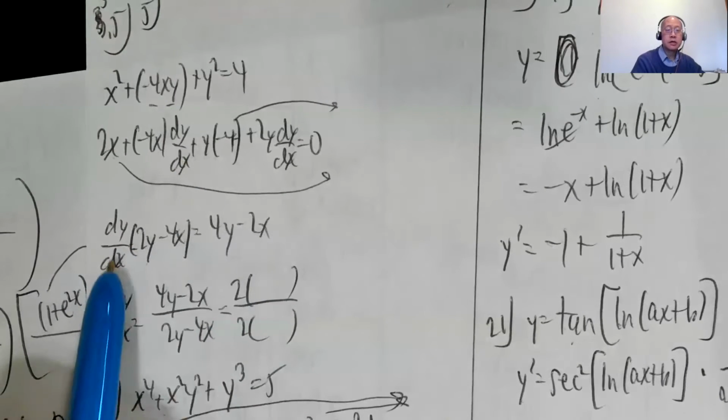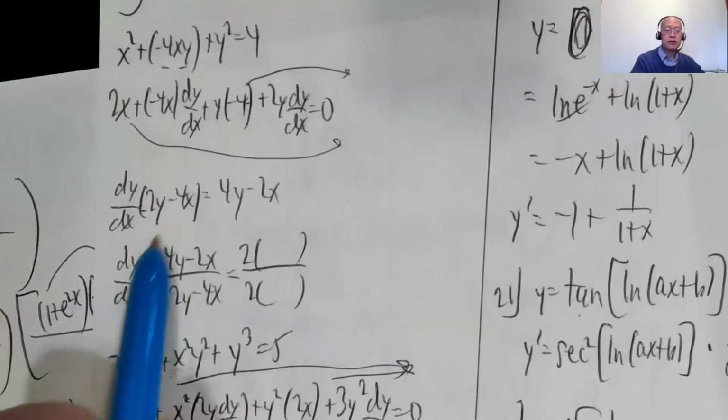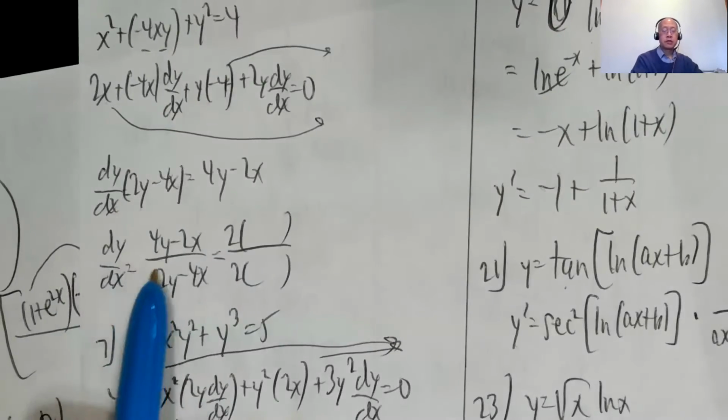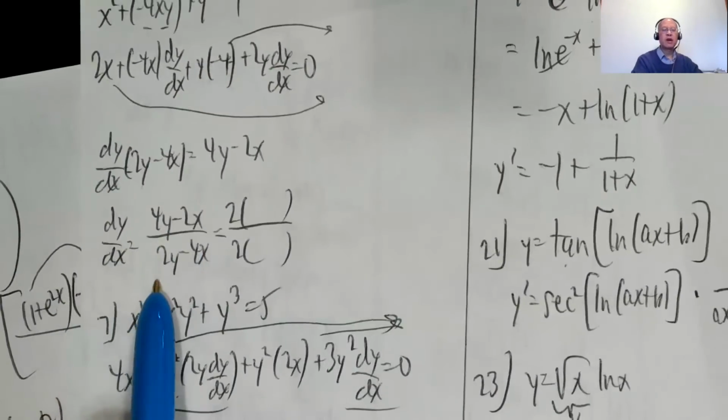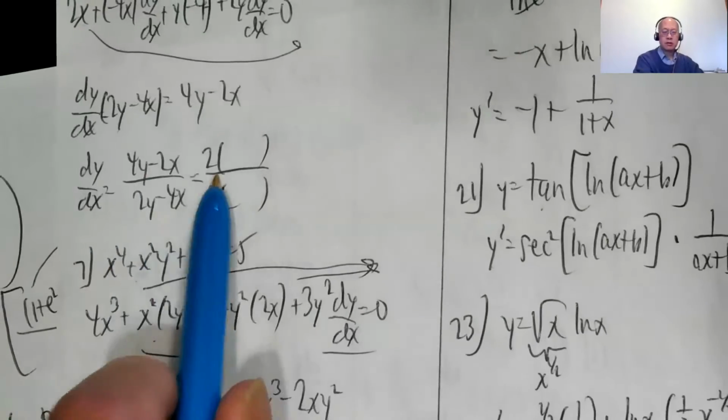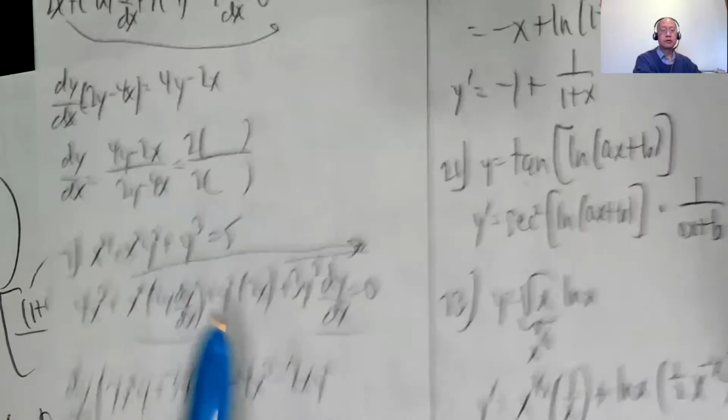Factor out the dy/dx. 2y minus 4x. Divide both sides by 2y minus 4x. So dy/dx is (4y minus 2x) over (2y minus 4x). To clean it up, factor out the 2 from here on out and then cancel the 2.